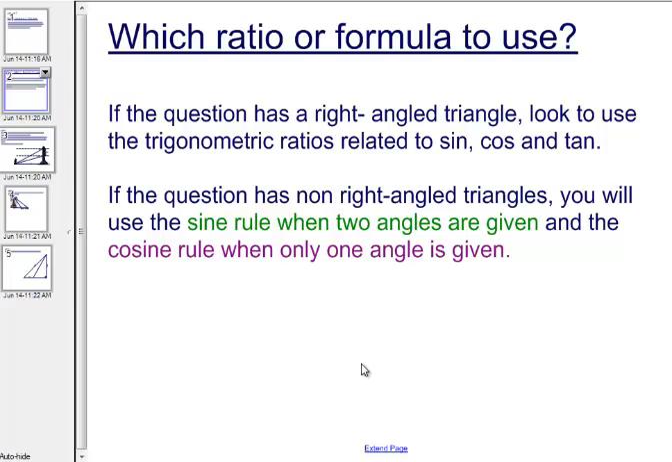If the question has a right angle triangle, you can use sine, cos and tan, or your SOHCAHTOA. If there is a non-right angle triangle involved, there are two options, and you need to ask yourself, what kind of information am I given? You can use the sine rule when you have two angles and two sides. You use the cosine rule when you're given one angle but three side lengths. They're the things we need to keep in mind heading into these questions.